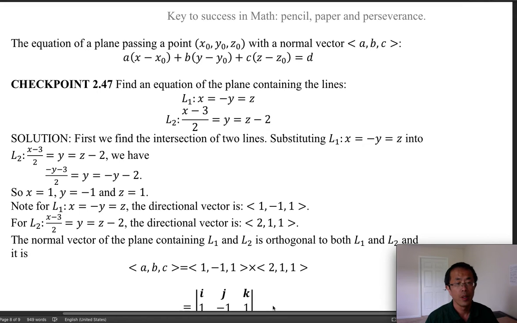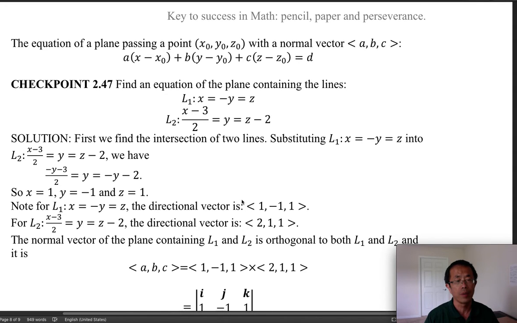Hello everyone, welcome back to Calculus 3, and we are in the topic of equations of planes in section 2.5.